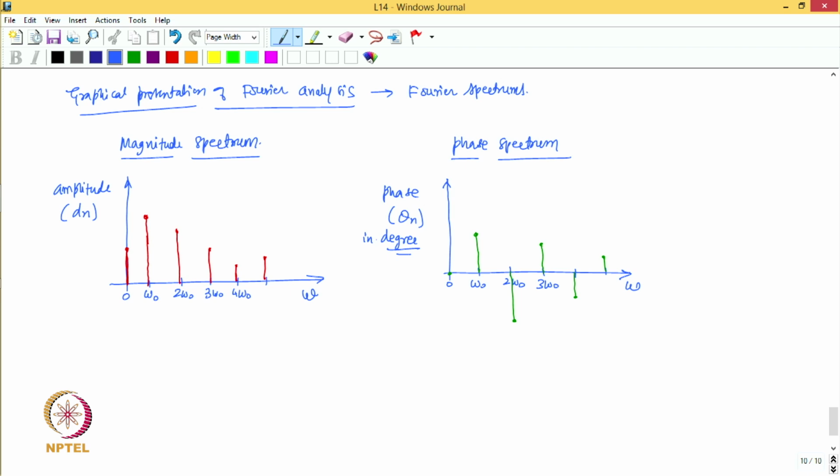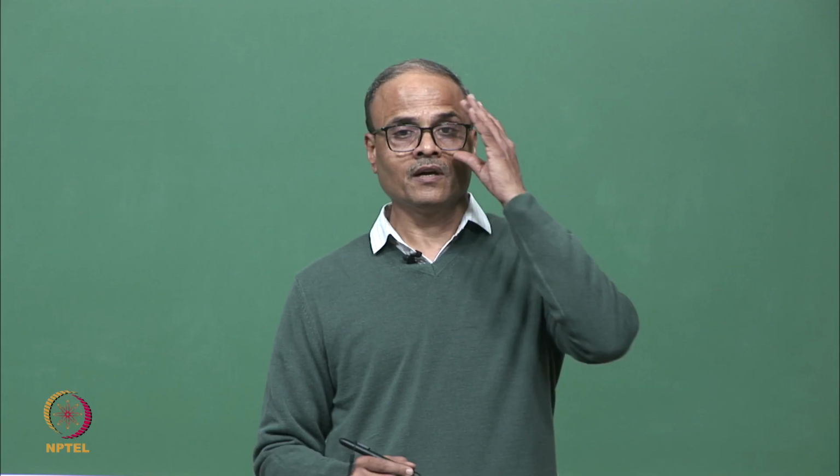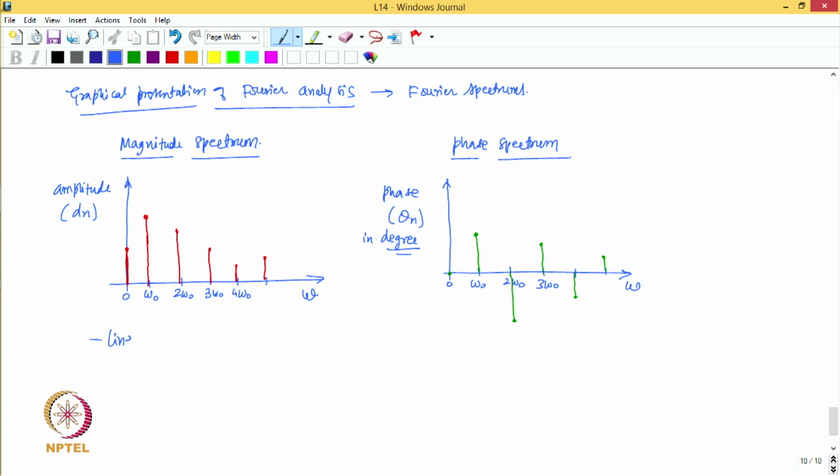Another thing to be noticed is that these spectrums are line spectrums, okay, because the frequency components are present at discrete frequencies, correct. For example, we have a component at omega naught and then at 2 omega naught and then at 3 omega naught, but there is no component between them. Okay, so the frequency components related only by integer relationships are there.